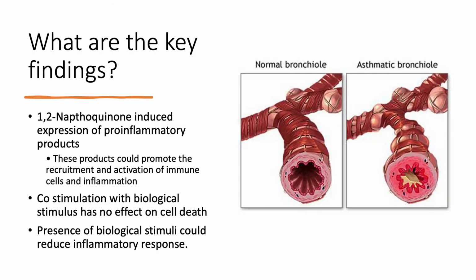Now, our key findings show that naphthoquinone, which is derived from DEP, does induce expression of pro-inflammatory products. And these products could promote the recruitment and activation of immune cells and inflammation. However, we predicted that the presence of bacterial stimuli would potentiate the response seen from chemical stimulation. However, this seems to have a negative effect, with the presence of bacterial stimuli leading to a reduced inflammatory response.